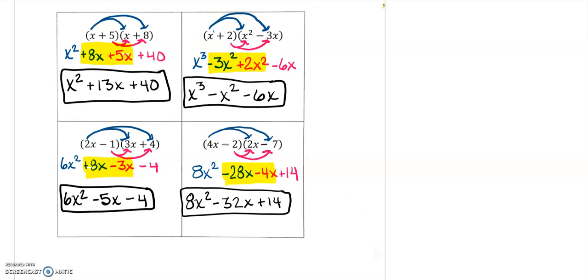Remember, I want you guys to, if you can, print this out. Hopefully you printed it out. I want you to cut it out, put it in your notebook. This is section 8.2, Multiplying Binomials, page 72.